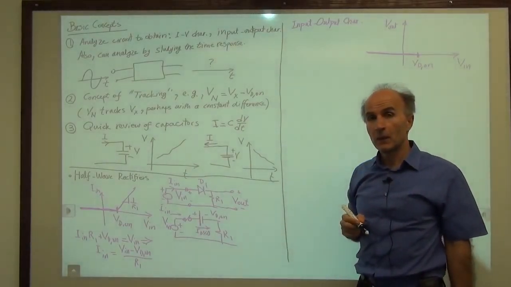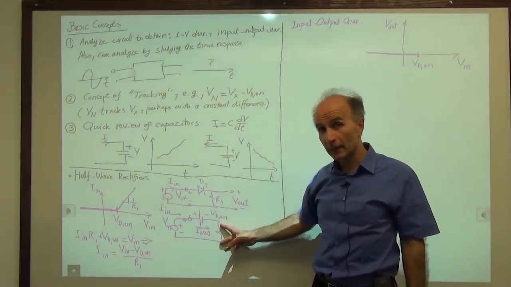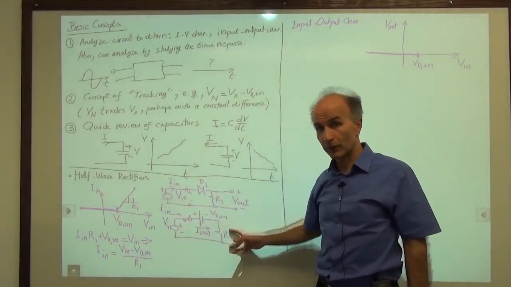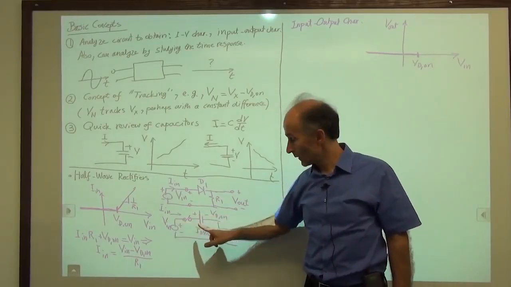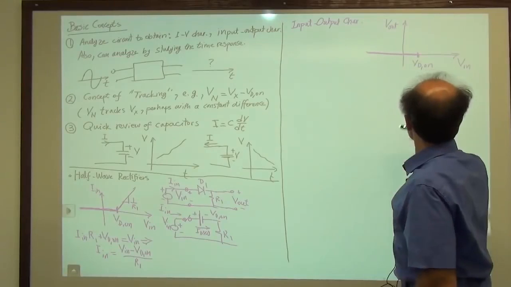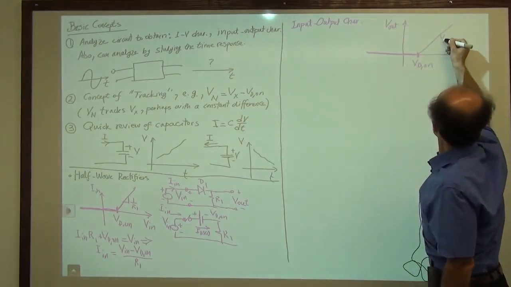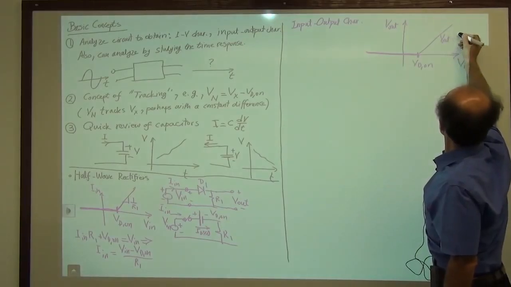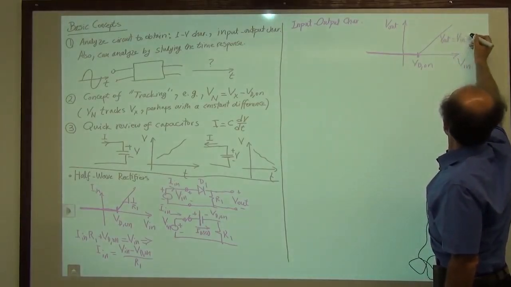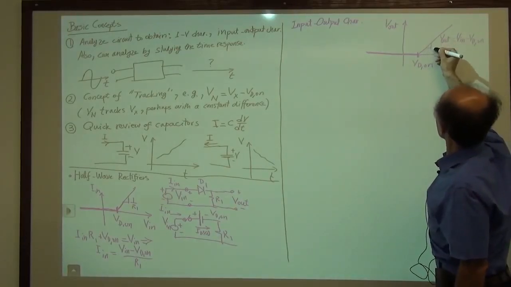Now what happens? When the diode turns on, the output voltage is pinned to the input voltage, or the output voltage tracks the input voltage with a constant difference of VD on. So we say that past this point, V out is just equal to V in minus VD on. So it's just a slope of 1.